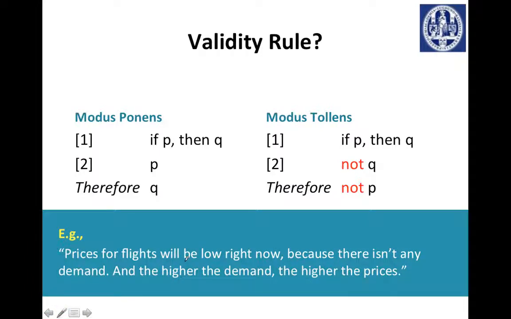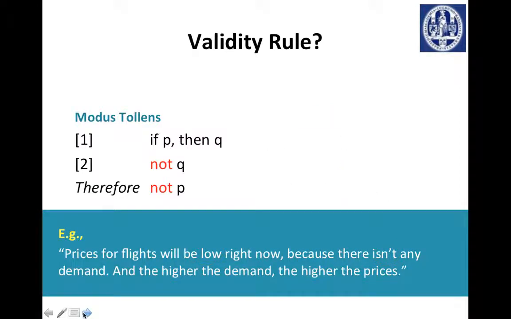Now, to decide which one we need, we should take a look at the exact formulation of the example. We have: prices will be low right now because there is not any demand. And then we have a sort of if P, then Q formulation: if there's a higher demand, then there are higher prices. So we can actually read "will be low right now" as "it's not high." So for these reasons, it is useful to use the modus tollens. So we can discard the modus ponens now. Let's discard it. Those are the special effects that I make.